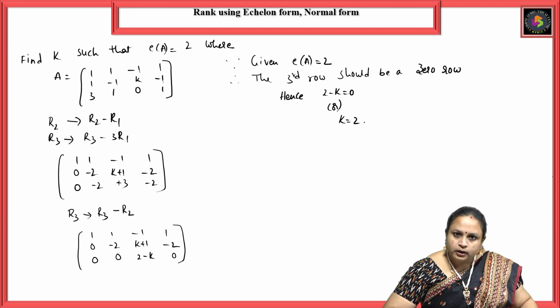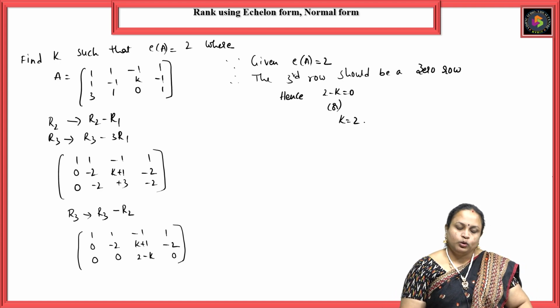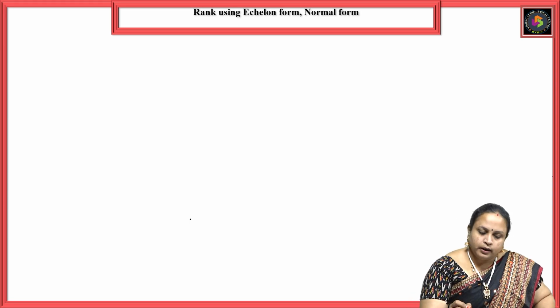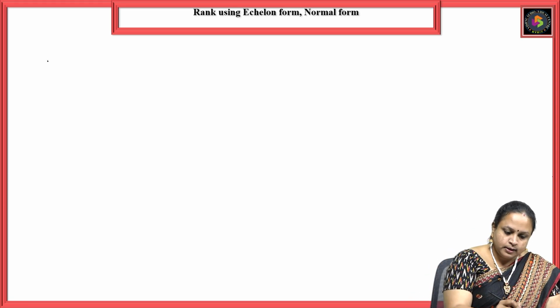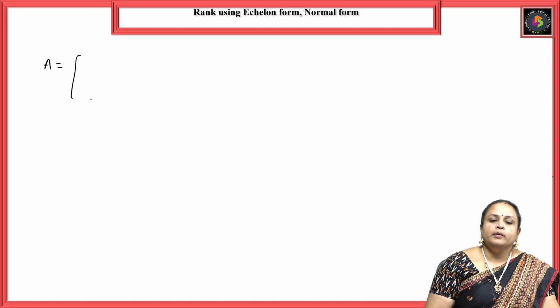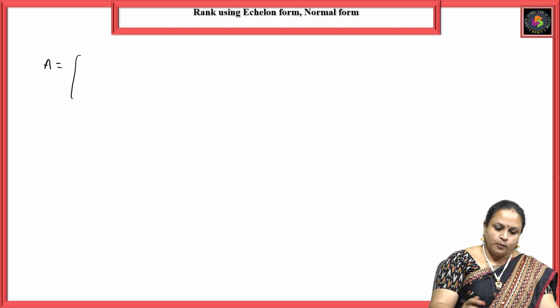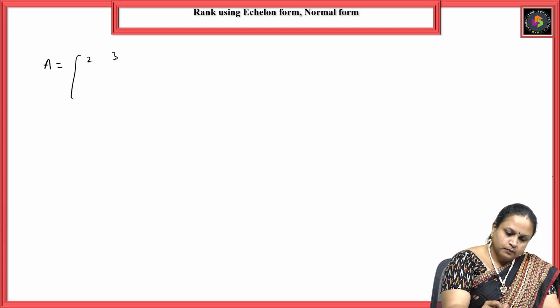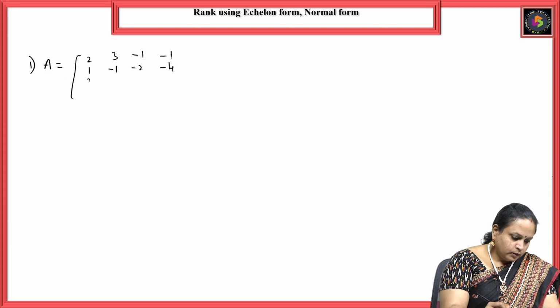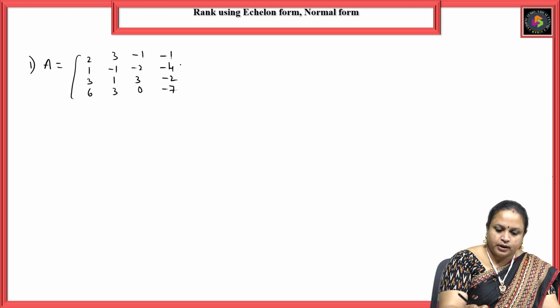So, this is all about echelon form. Now, let us move on to normal form. Let us take this example and then let us find the rank of a matrix using normal form. So, this is 2, 3, minus 1, minus 1, 1, minus 1, minus 2, minus 4, 3, 1, 3, minus 2, 6, 3, 0, minus 7.